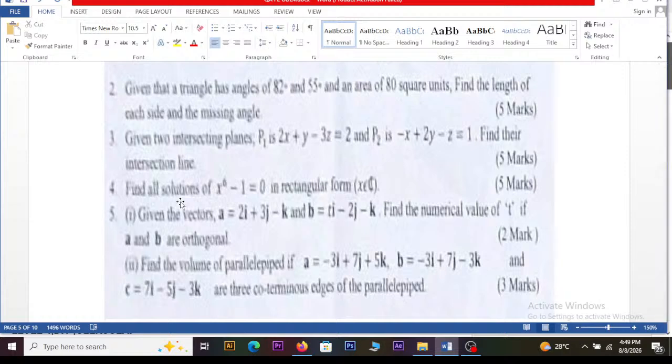Kuna mwanafunzi hapa anaitwa Esther na anasoma kwa kung'ang'ania vifaa.